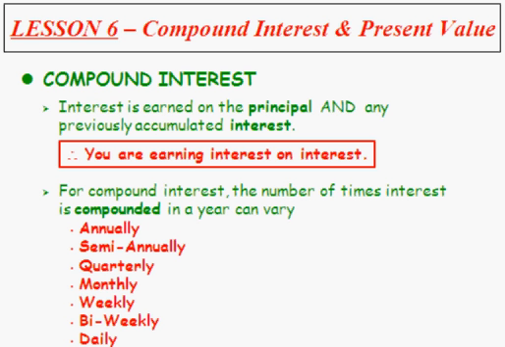Okay, and for compound interest, we could choose how many times it's compounded a year. Some of the examples are annually, semi-annually, quarterly, monthly, weekly, bi-weekly, and daily. And later in the lesson, we'll go through what each of those means.